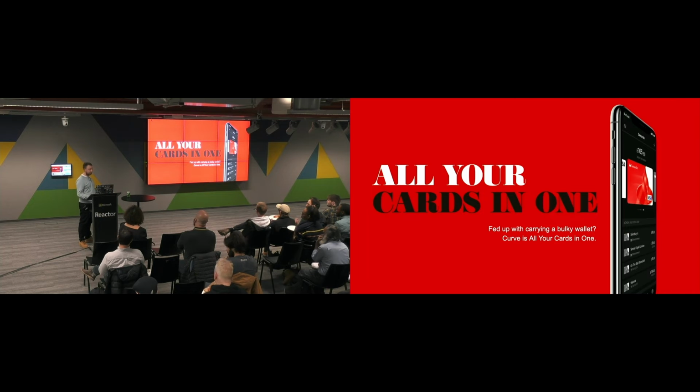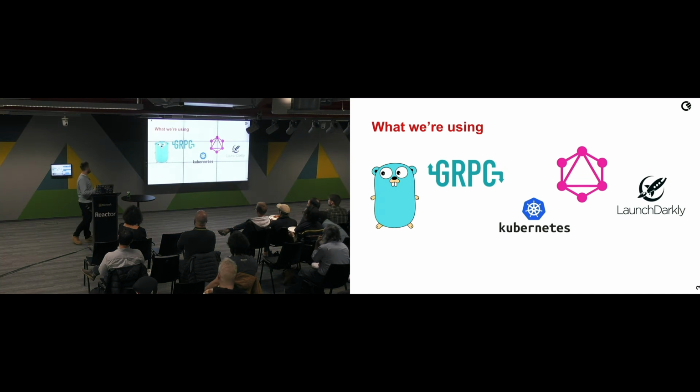And we're building it with some pretty cool stuff. So we're using Go to build our microservice architecture, deploying to Kubernetes with CI/CD. We recently adopted gRPC so that we can have service-to-service talking. Public APIs with GraphQL, and we've started to do feature flagging with LaunchDarkly.